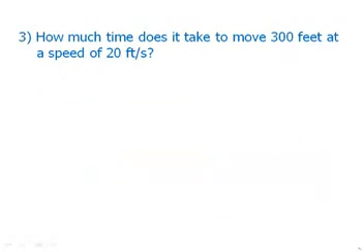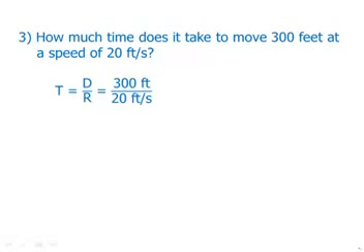Finally, the third question, how much time does it take to move 300 feet at a speed of 20 feet per second? Well, here we're looking for time. We know the distance and we know the rate. So we need the form that is solved for time. Time equals distance over rate. Now we're going to divide that distance by that rate. Of course, we can cancel the zeros. That would leave us with 30 over 2, which would be 15. That's the number. And of course, the time unit is seconds. So time has to be in seconds. It has to be 15 seconds.